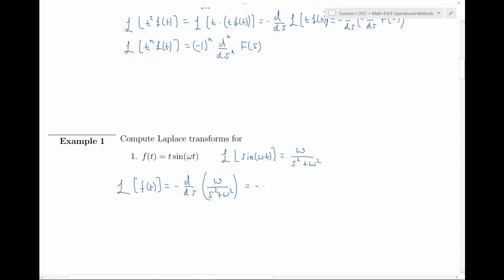Well, that's going to be minus. The top becomes omega times minus 2s divided by s squared plus omega squared, squared. Simplifying, we get 2 omega s at the top, and the bottom is s squared plus omega squared, squared.